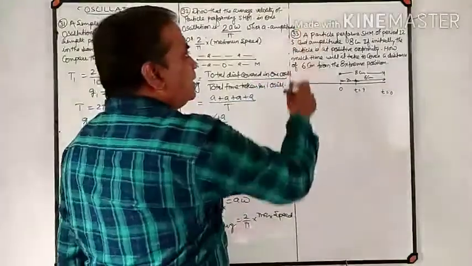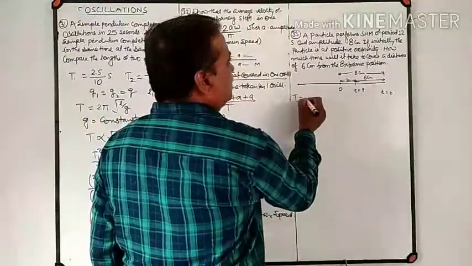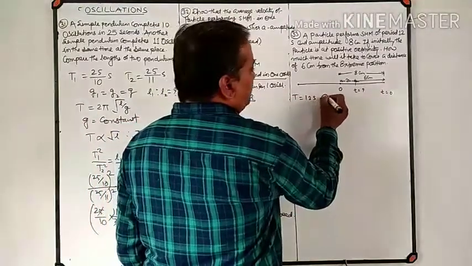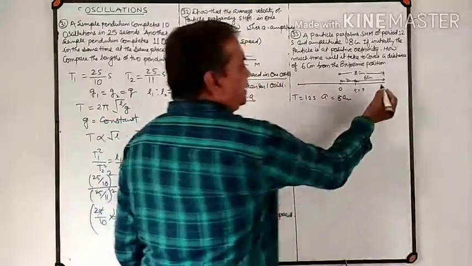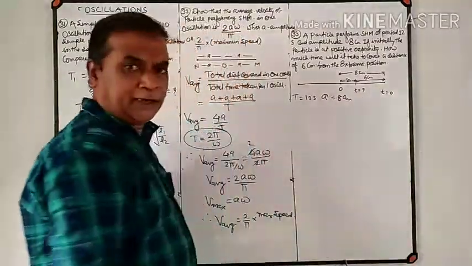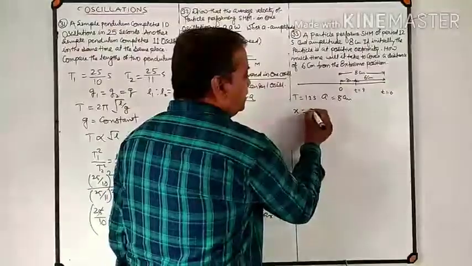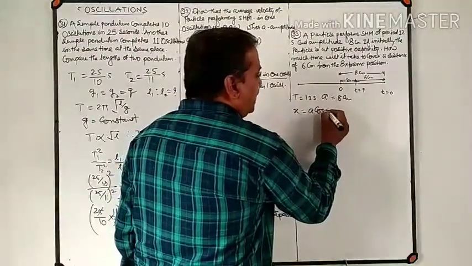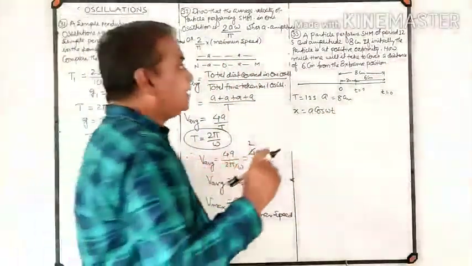Now the last problem here. A particle performs simple harmonic motion of period T equal to 12 seconds and amplitude equal to 8 centimeter. When the particle is initially at the positive extreme position, the displacement of the particle is given by x equal to a cos of omega t, not a sin of omega t.